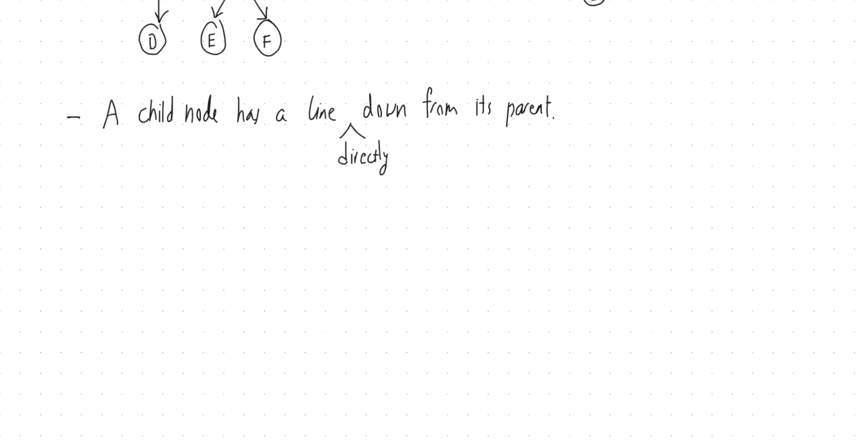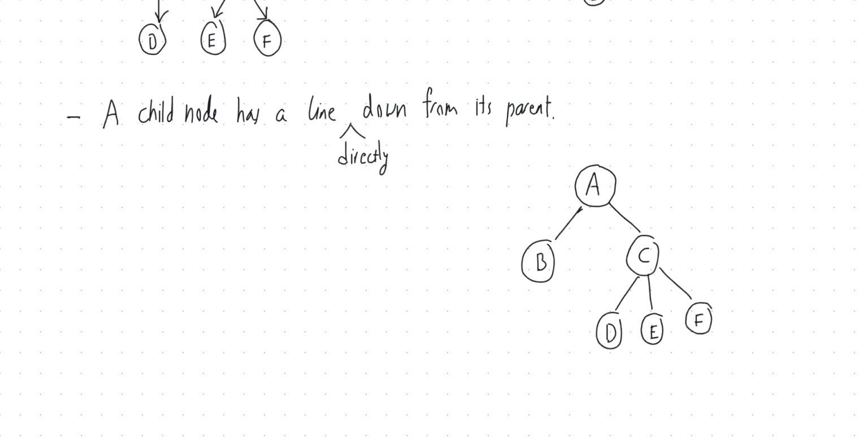Let's take a look at an example. So here's my graph. Here's my tree. A, B, C, D, E, and F. And let's say here G. Okay. So if I want to give you some examples of this relationship, for example, there is a line directly from A to B. So we say that B is a child of A, or we say A is the parent of B, right?